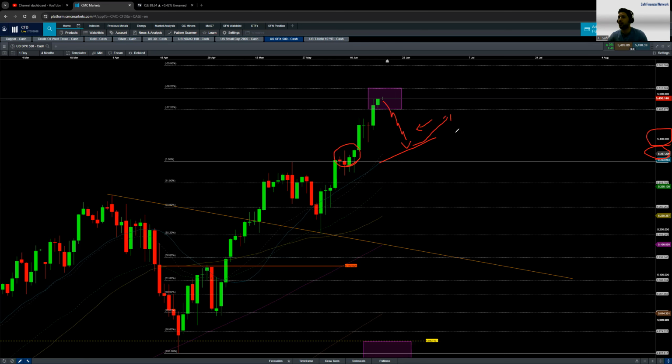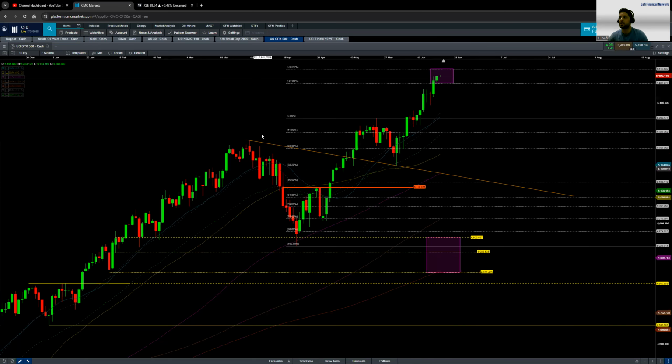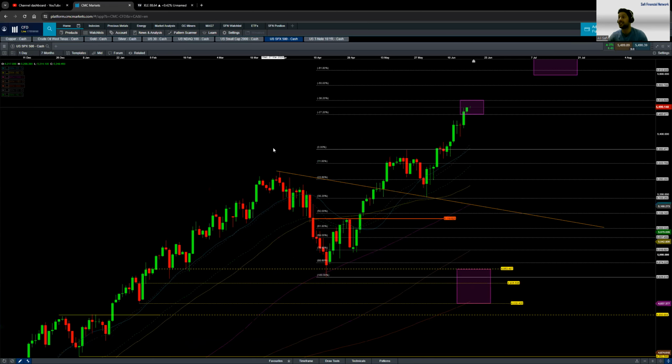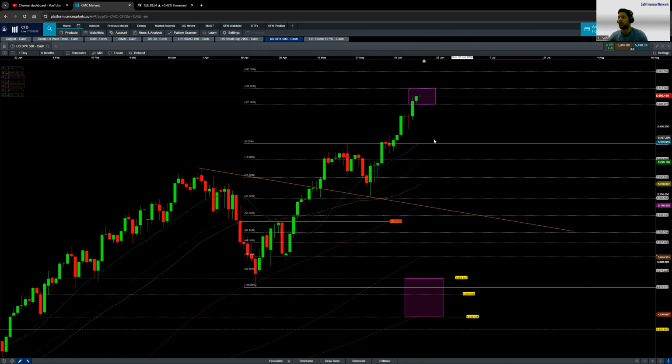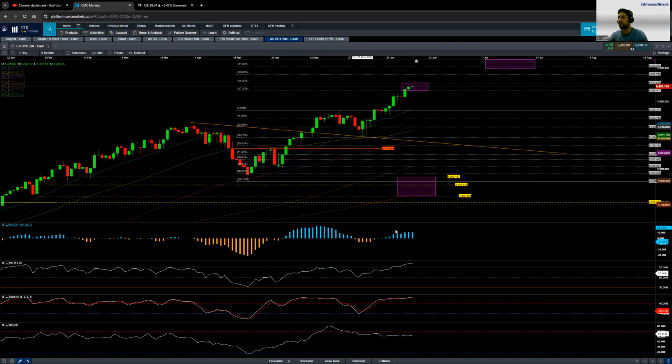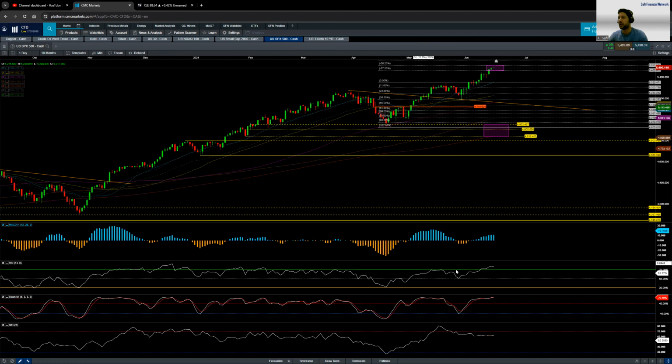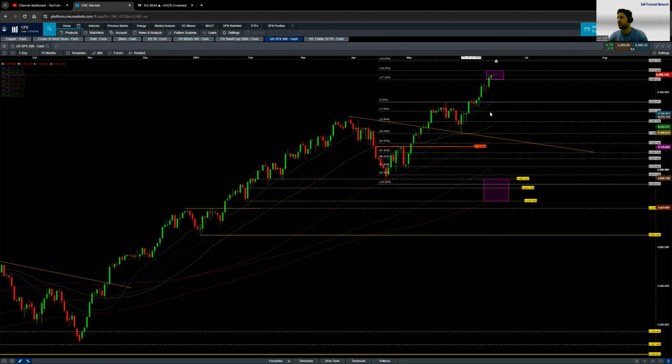And this correction could be healthy for the market, as we are seeing lots of charts showing us a sell signal or mixed signal, at least in different sectors. Right now, we are seeing a very obvious divergence in MACD. We don't see obvious divergence in RSI, so that's why this is kind of weak.